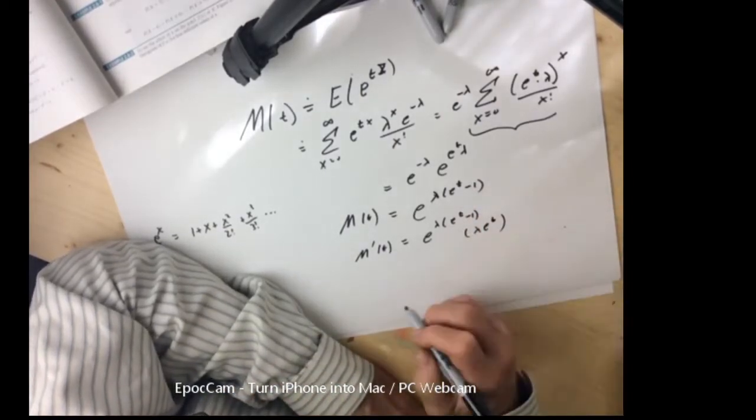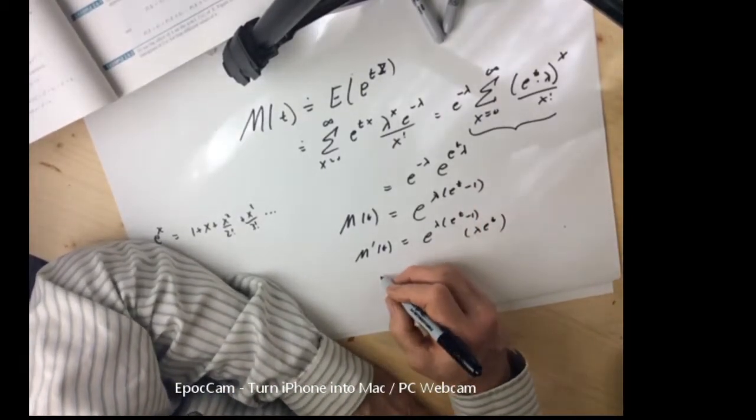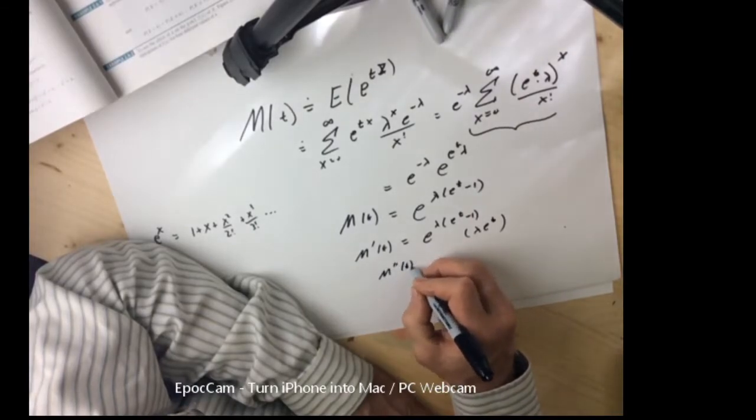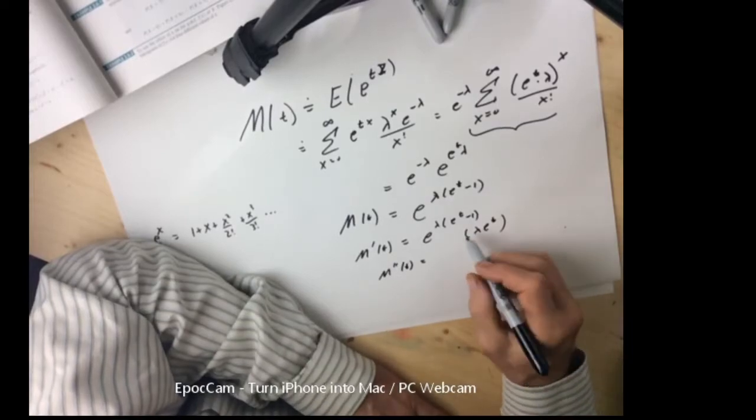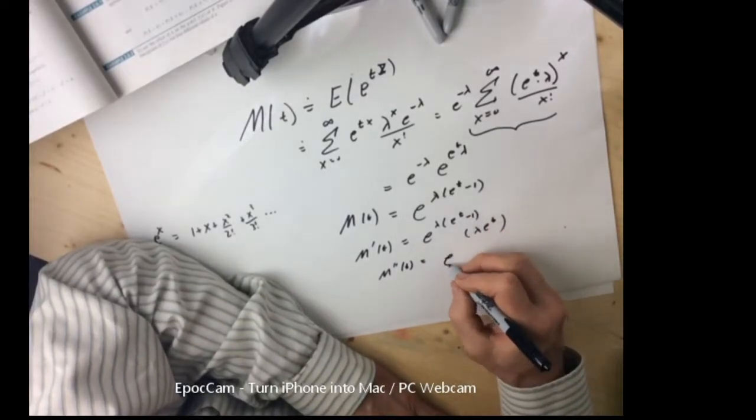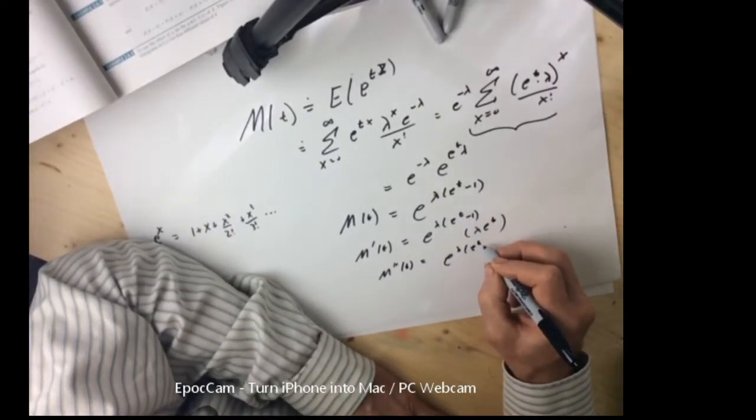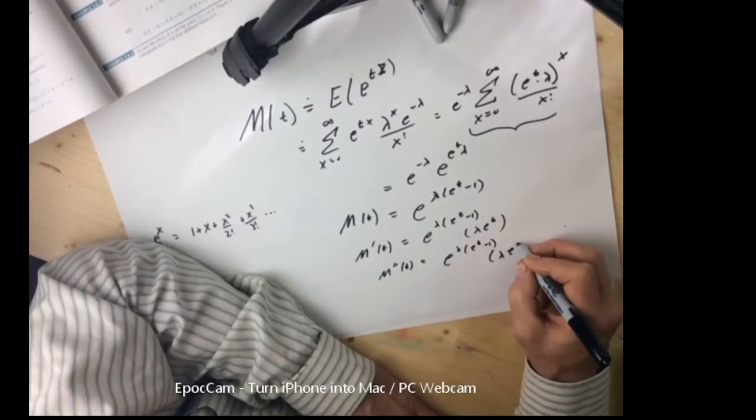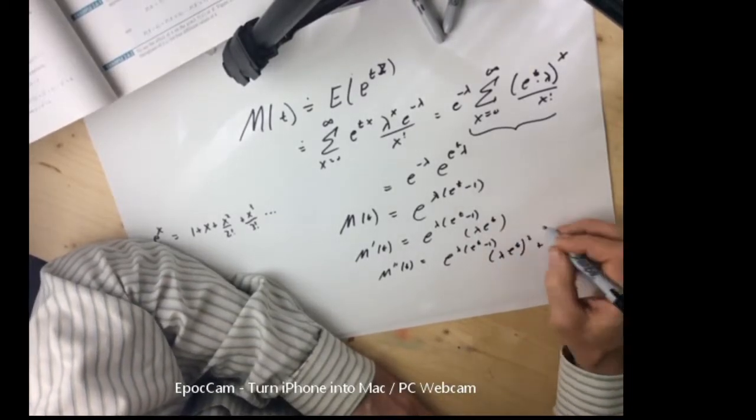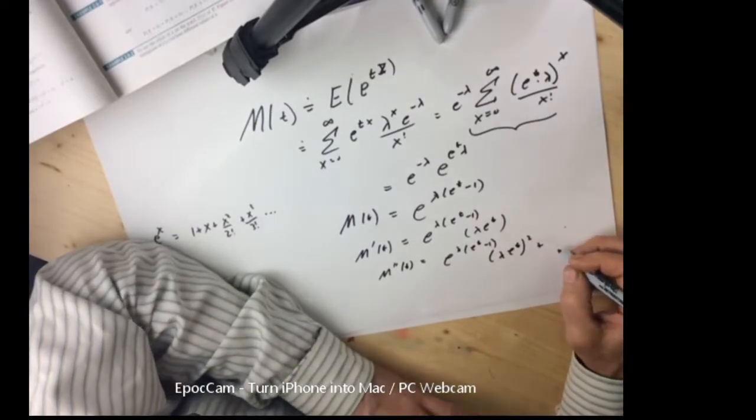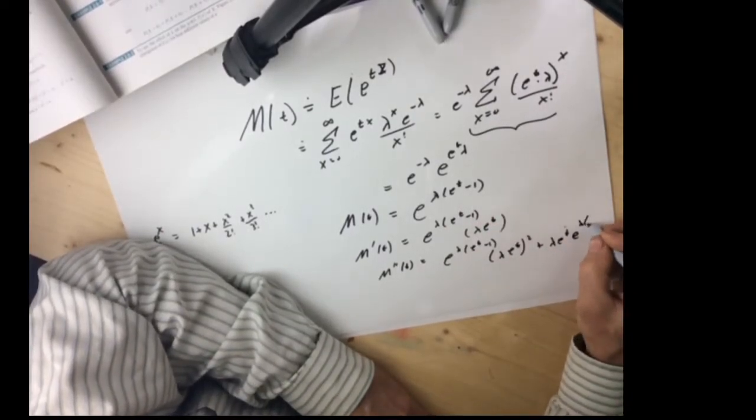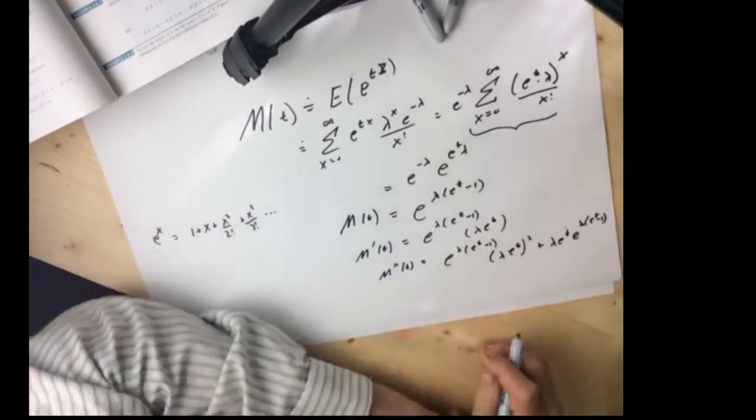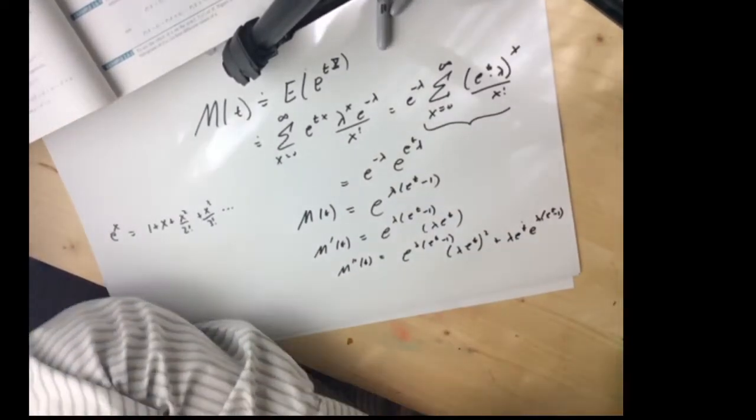And so there's the m prime, and let's do m double prime as well. Now m double prime, it's the product rule. So first we get this thing back, e to the lambda, e to the t minus 1, lambda e to the t squared, plus, and the derivative of this is lambda e to the t times the first, e to the lambda e to the t minus 1. So we have our two derivatives.